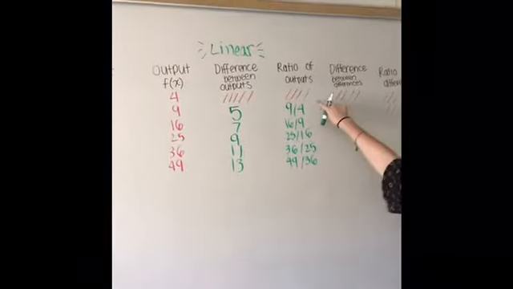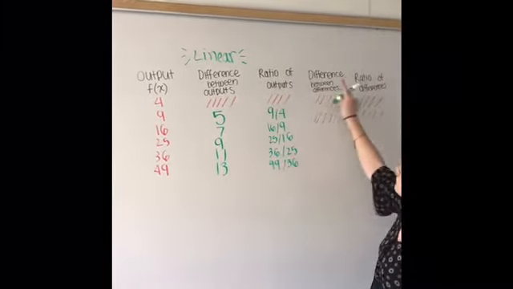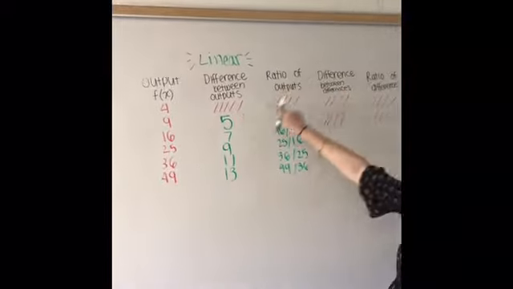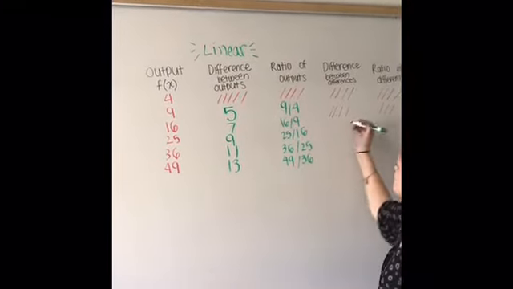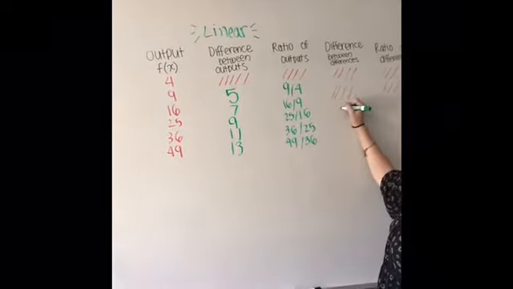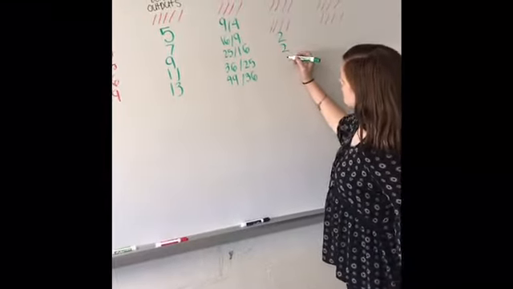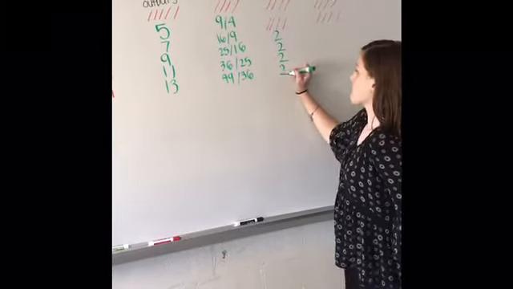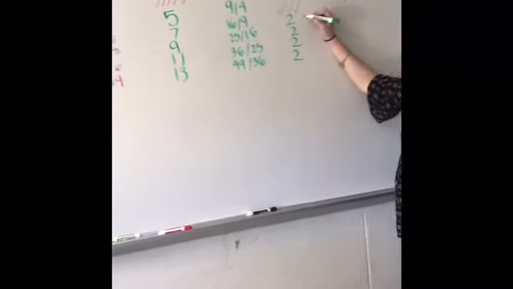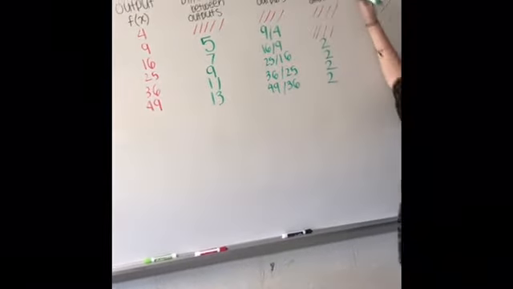Now that we have determined the ratio of outputs, we have to find the difference between the differences. So you subtract 5 from 7 in this scenario. You will notice that these numbers are all the same, which means that this is a quadratic function.